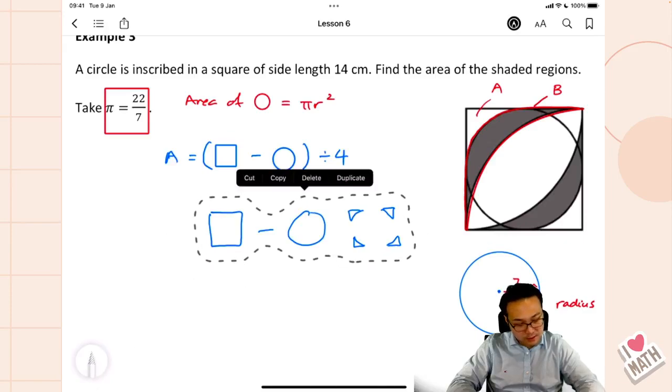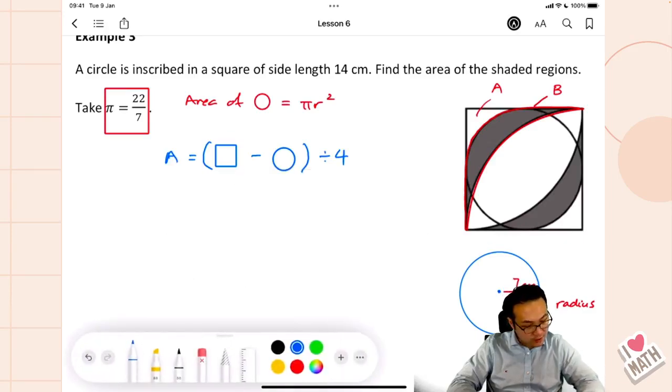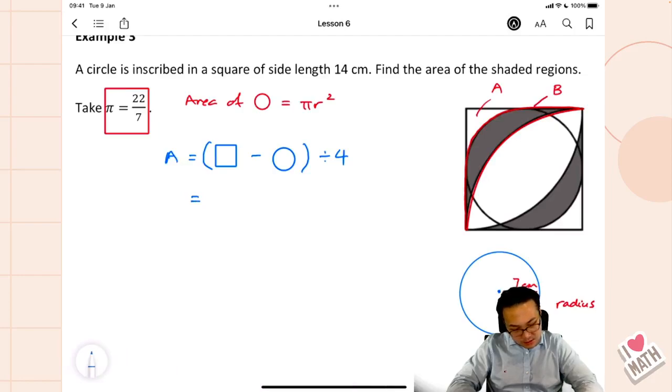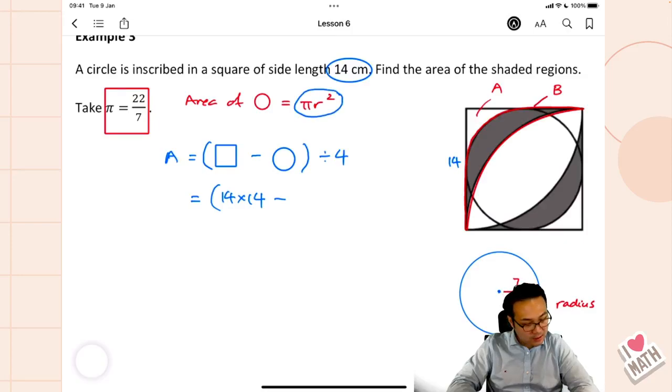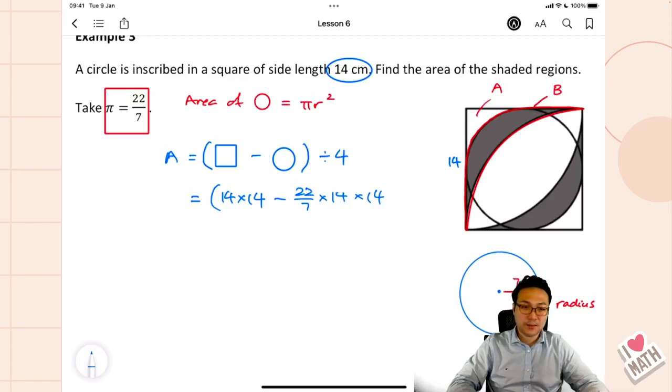Let's try to do it. Everybody knows how to find the area of a square, right? So let's draw a bracket first. Area of square. They told us that the side of the square is 14. So how to find the area of a square? 14 times 14. Minus the area of the circle. Okay. How to find the area of a circle? Pi times r times r. Am I correct?